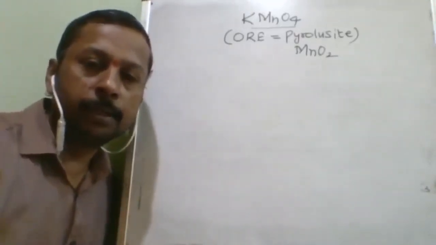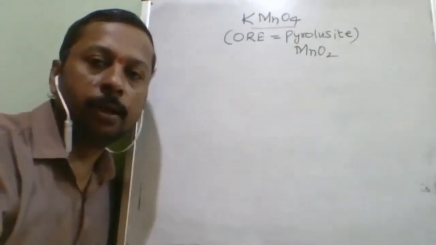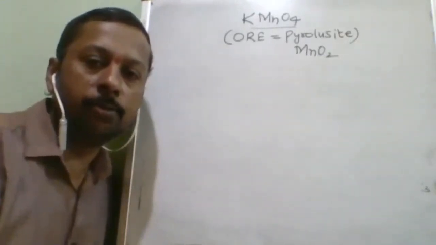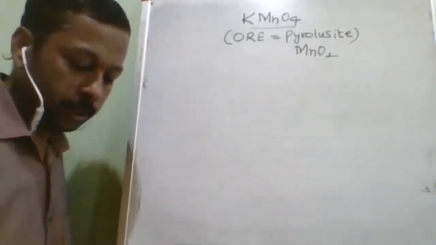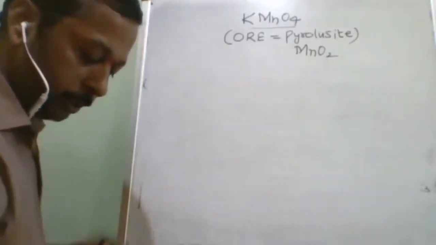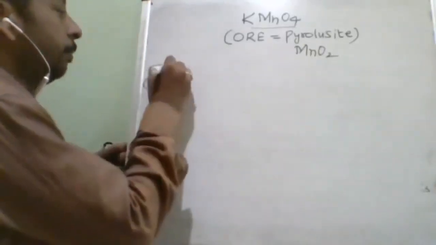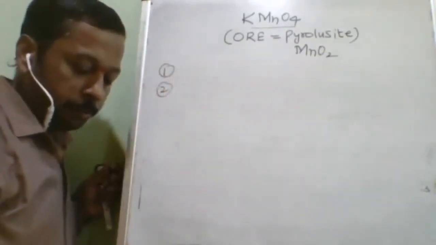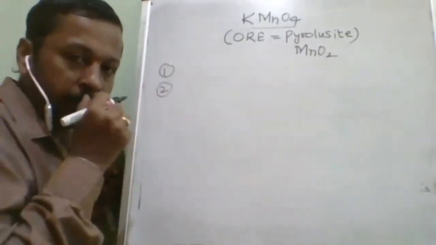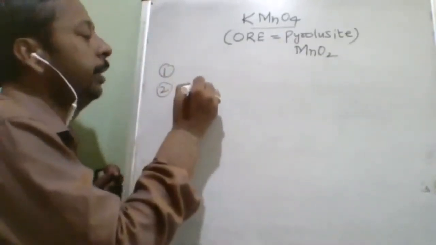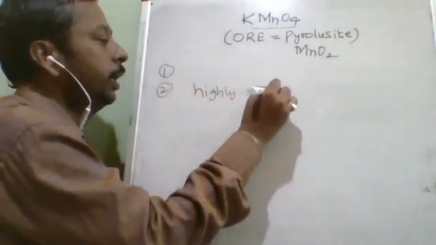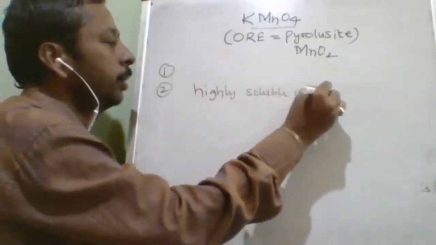Charge transfer will be from what? Oxygen to metal, oxide to metal, and again metal to another oxygen. So that transfer will be taking place. Okay, so the first property is that it is colored in nature. The second property is that it is fairly soluble in water. Fairly means highly soluble in water.